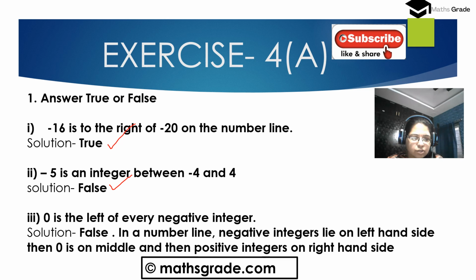Third bit, 0 is the left of every negative integer. False. In a number line, negative numbers are first on the left hand side, then 0 in the middle, and positive integers on the right side of the number line. So 0 is always on the right side of every negative integer. So 0 is not left of every negative integer. This is false.